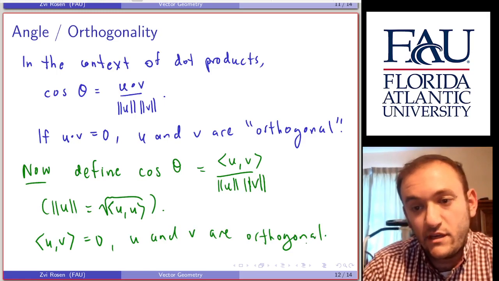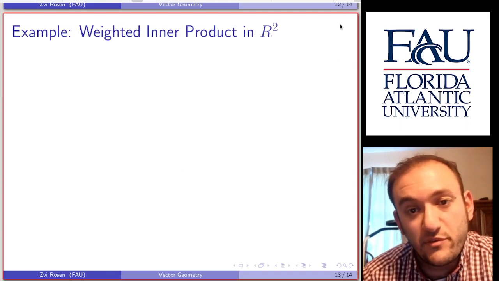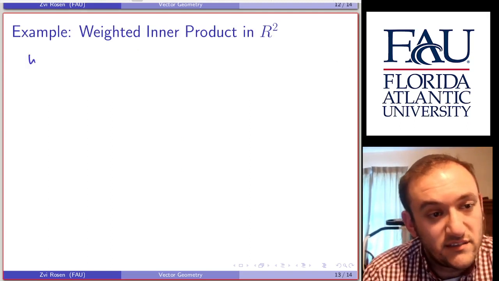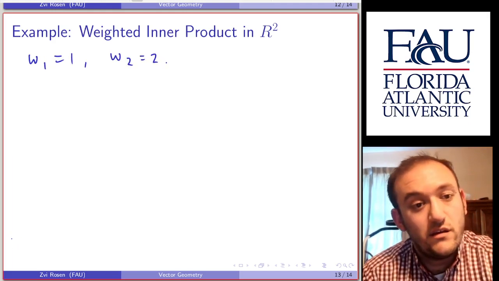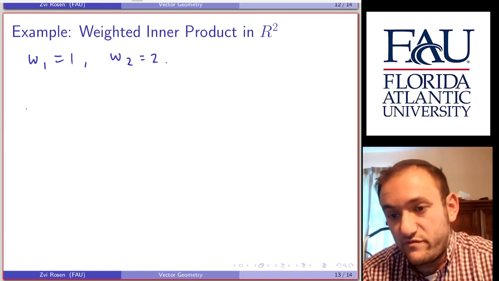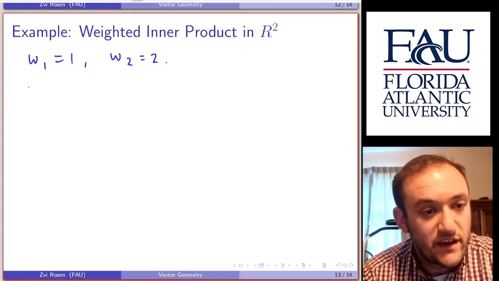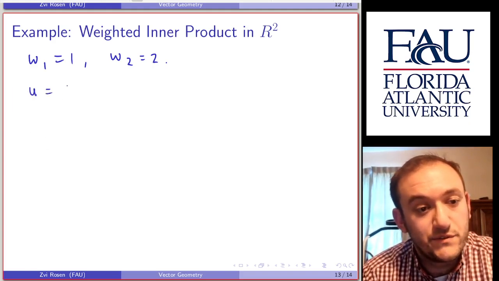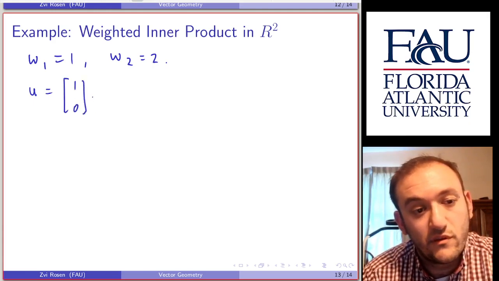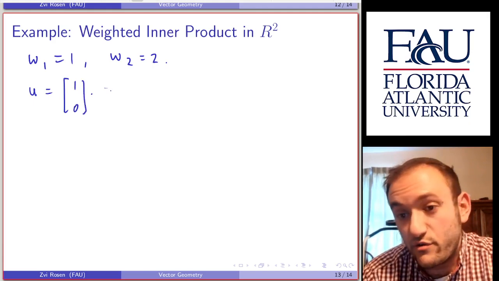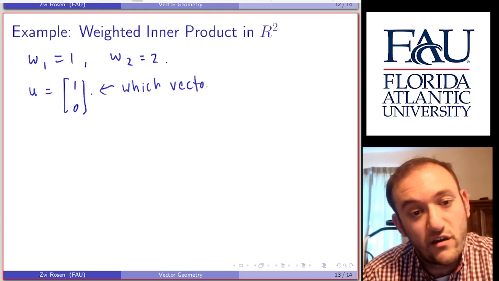Okay, let's see this in action. We can look at a weighted inner product in R2. So let's use the example that we had before. So W1 equals 1 and W2 equals 2. Okay. So let's consider which vectors are orthogonal in this setup. So let's say we have u equal to (1, 0). Okay. What vectors are orthogonal to this? So which vectors are orthogonal to u?